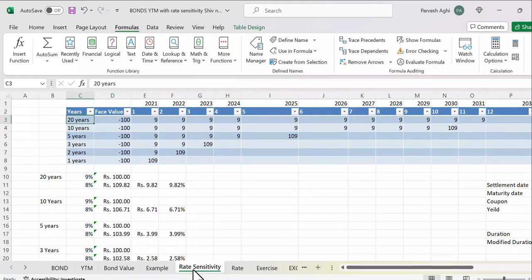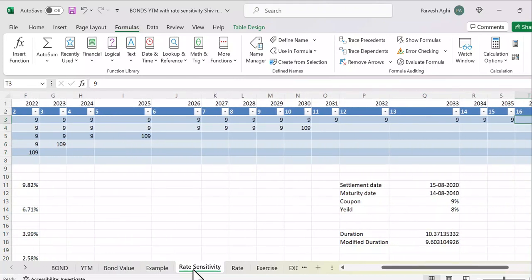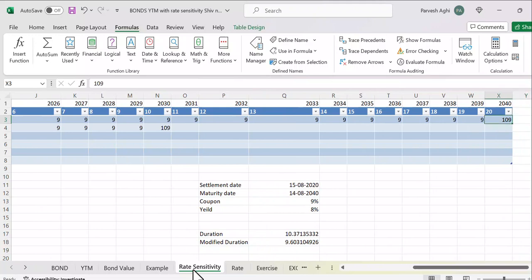So now, you know, there are bonds: 20-year bond, 10-year bond, 5-year bond, 3-year bond, 2-year bond, 1-year bond. So a bond can be issued by a company for 1 year, 2 years, 3 years, 10 years, 20 years. Isn't it? Now, suppose the coupon rate is 9% for all these bonds, assuming. So you're going to get 9, 9, 9, 9, 9 and at the end of 30 years, 109.